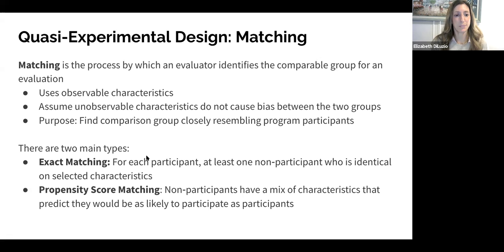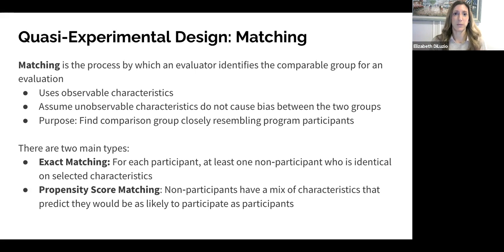And there are two main types of matching. The first one is exact matching. So for each participant, at least one non-participant who is identical to them is in the non-intervention group. And then it's really hard to do because of these unobservable characteristics. So that's, I would think, a really simple and easy way to make the case that I've matched well: I have one person who was in the special education program and the same person with the exact same disabilities, the same grades, the same temperament, the same parents, the same household, siblings, everything is the same about them, same demographics.